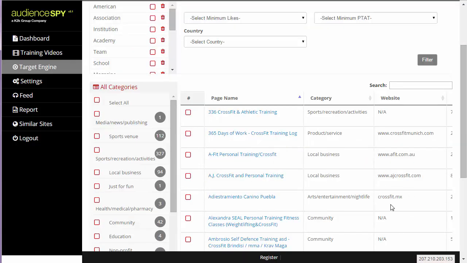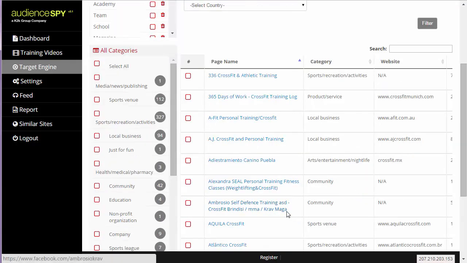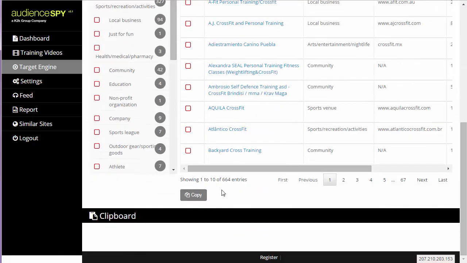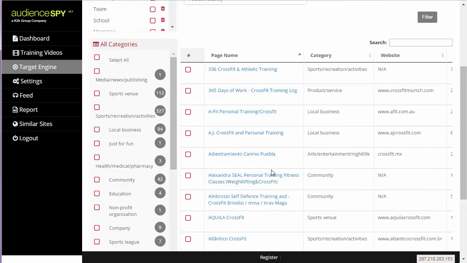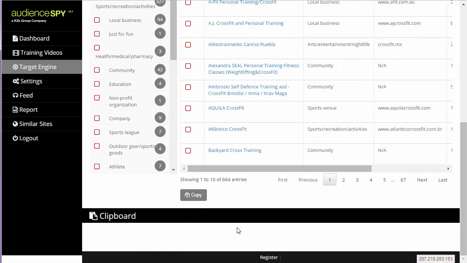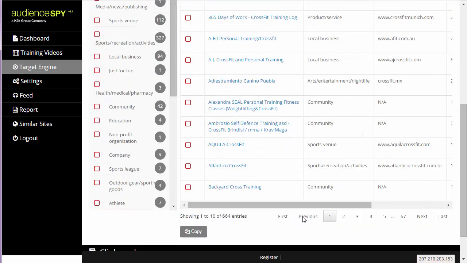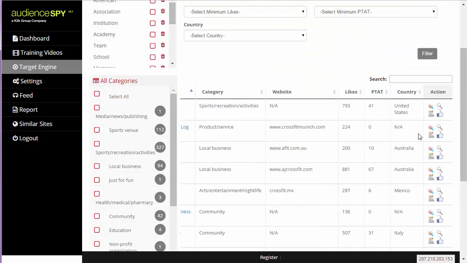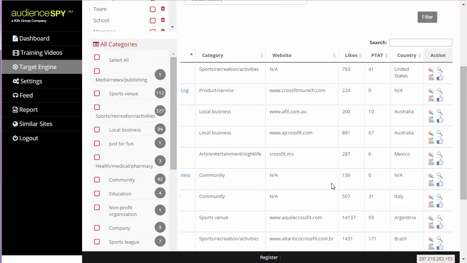So we can see straight away that it's come up with all these terms. There's 664 related things. This is a little bit squashed because I've had to do it for the video, but basically you can see over here that it's also instantly given us the number of likes this particular thing has. The PTAT is people talking about this at the moment, so this is people talking about it today, the country that it's based in, and then I'll explain the widgets in a minute.